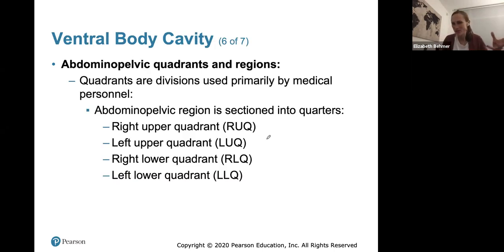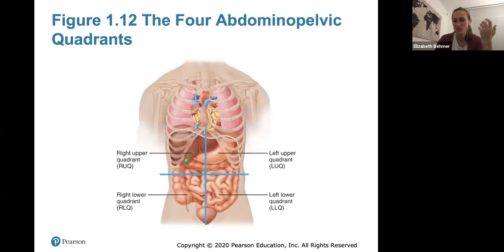Let's go through some quadrants, how we divide the abdominal pelvic cavity. Dividing your abdominal pelvic cavity into quadrants is really important, primarily for medical personnel, so they can diagnose problems if someone comes in and presents with pain in a certain quadrant, or just for surgical reasons, they know where to make an incision. These quadrants might be listed on a chart for someone complaining of pain. The abdominal pelvic region is sectioned into these four quarters, right, left, upper, lower quadrant, and they're shown here.